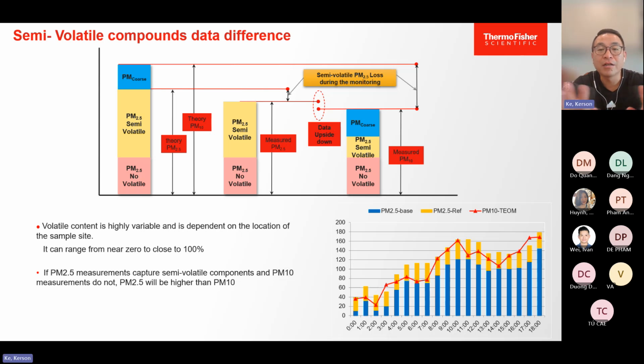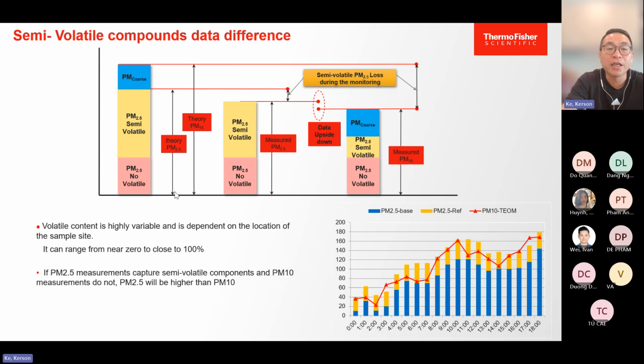But I think the way it works is that they just use different modes to get the volatile content. I think this photo makes it easy to understand. For the PM 2.5 particles, we have a non-volatile portion and we also have a semi-volatile portion. Okay, this is the theoretical PM 2.5.